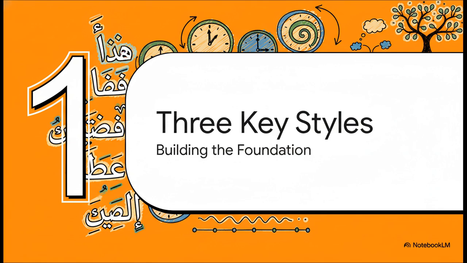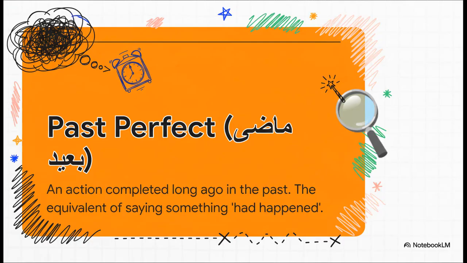So let's start with the three big ones, the most common forms of the past tense. You can think of these as our foundation. Once you get these down, you'll start to see how they combine to express some really complex and beautiful ideas. First up, we have the past perfect, which is called Mazi bodied. This one's for an action that was completed a long time ago. It's the difference between saying I ate and saying I had already eaten by the time the guests arrived. See that? That little change just pushes the action way further back in time.